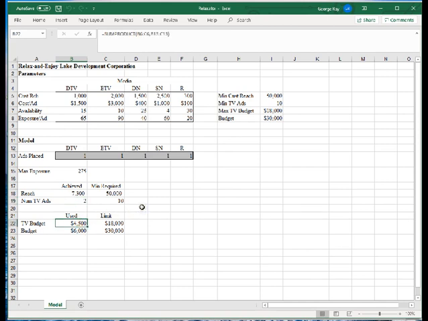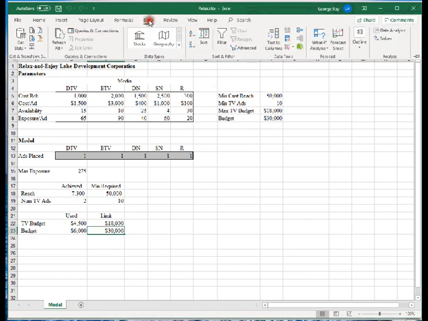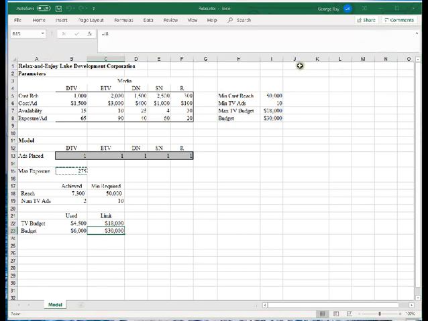And likewise, our TV budget can be no more than 18,000, so we're good there. And the overall budget can be no more than 30,000, because that's all we have to spend. So we're good there. So let's go ahead and see how we've solved this with Excel by coming up to Data and Solver.